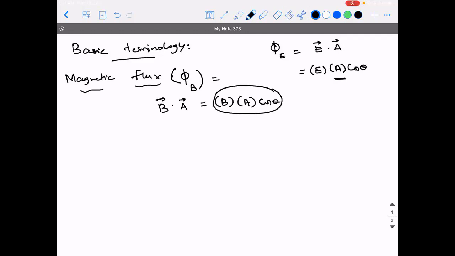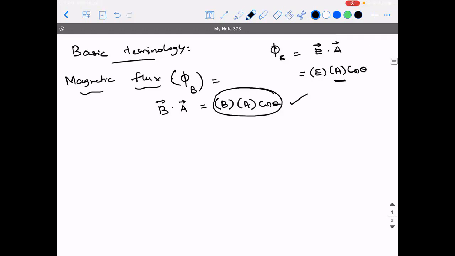Based on different types of orientation, the flux can be classified into different types. If theta is 0, you will get maximum flux. If theta is 180, you will get maximum flux in the opposite direction. All those things we have already discussed under the electric flux itself. We have done some problems also.